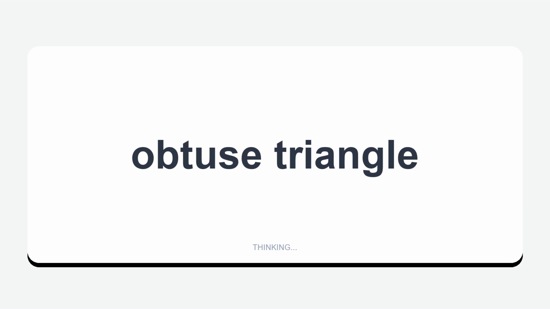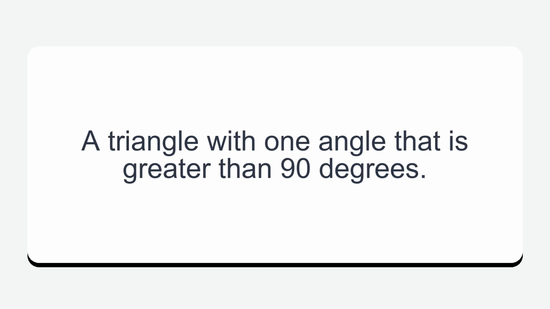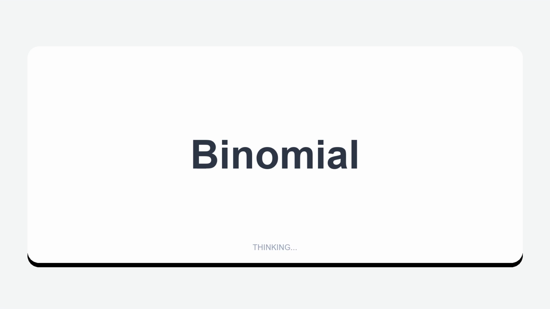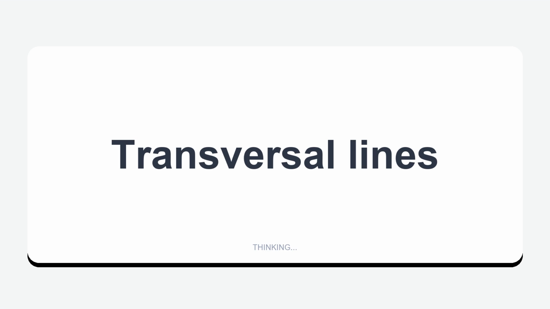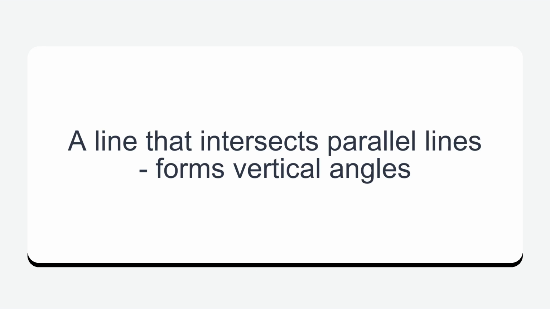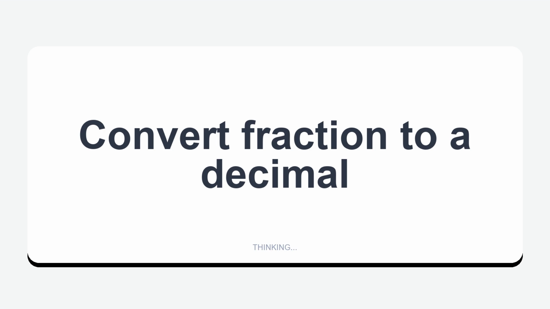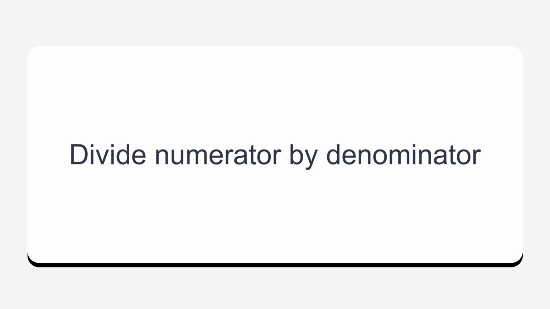Obtuse triangle. A triangle with one angle that is greater than 90 degrees. Binomial. An expression consisting of two terms, x, 5x plus 1. Transversal lines. A line that intersects parallel lines, forming vertical angles. Convert fraction to a decimal. Divide numerator by denominator.